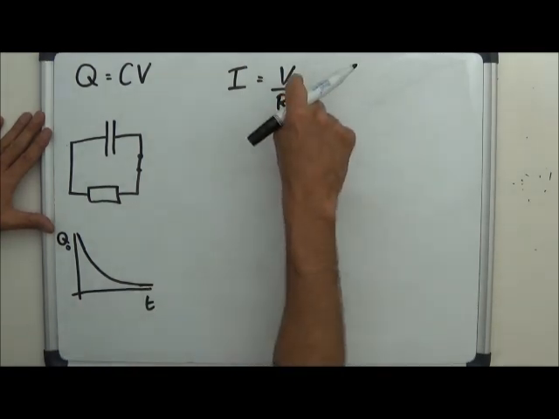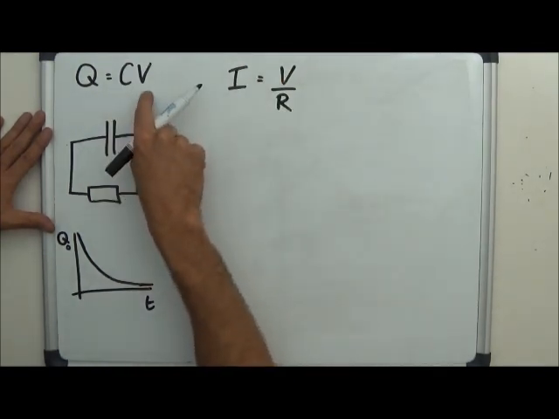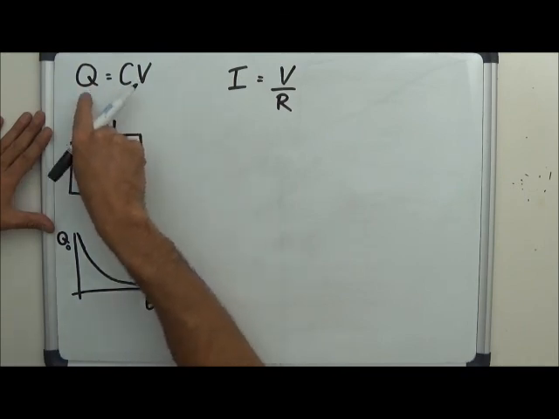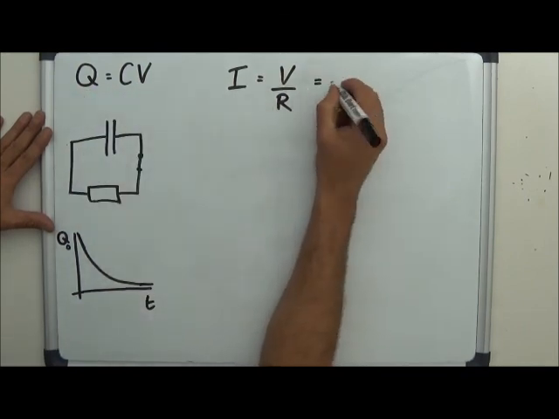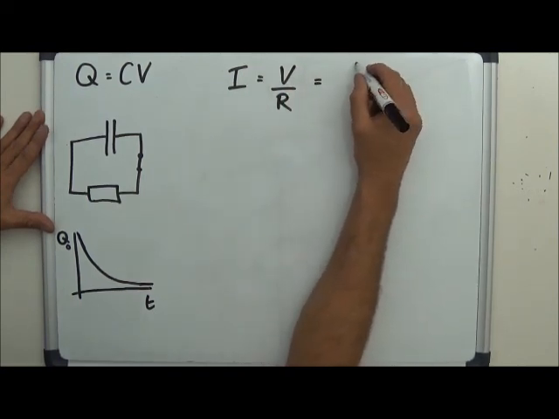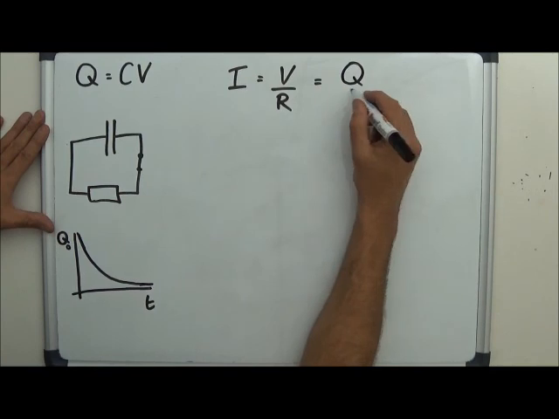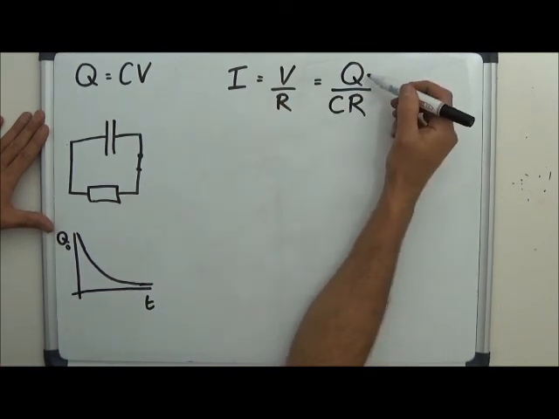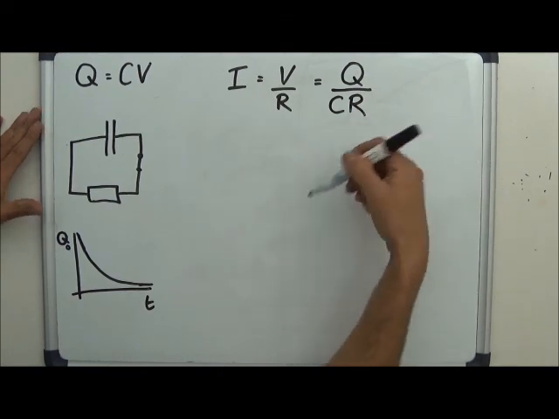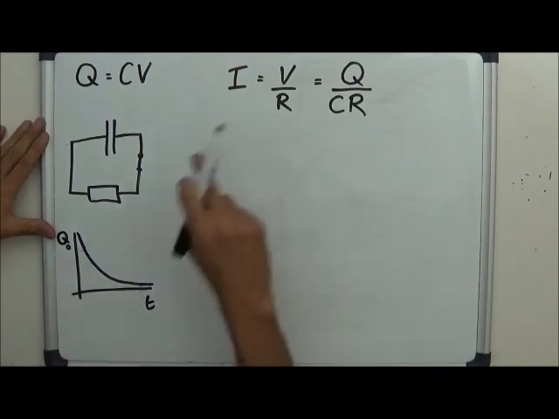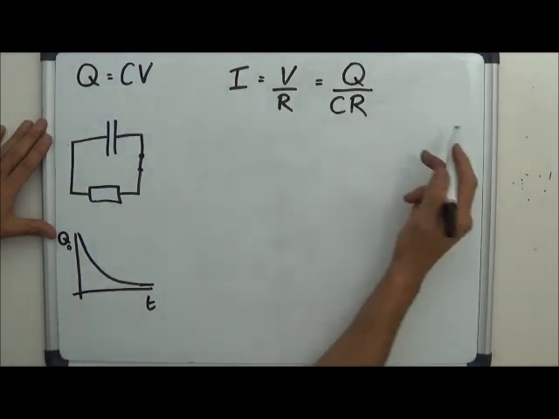Now, because Q equals CV, we can rearrange this and say V equals Q divided by C. So we can arrange this differently. We'll get rid of the V and put Q over C in there instead, and say the current is equal to the charge divided by C times R, capacitance times resistance. Okay, so that's our first equation.